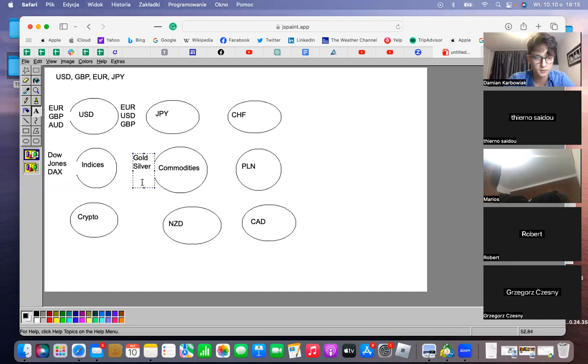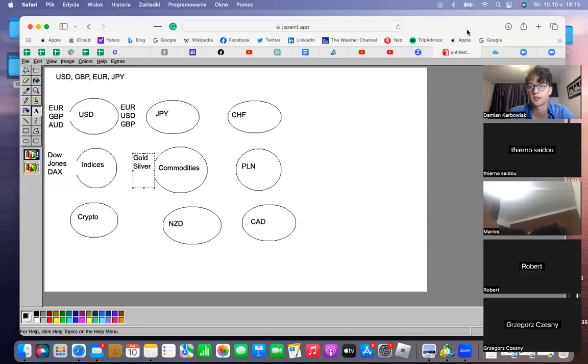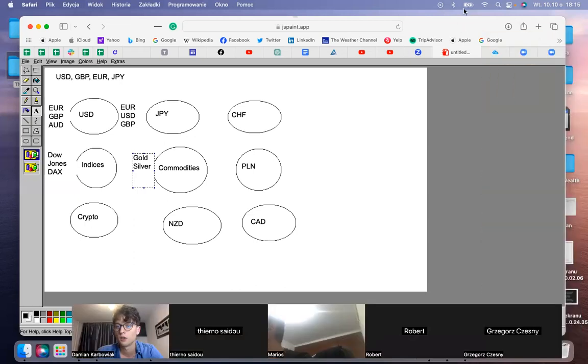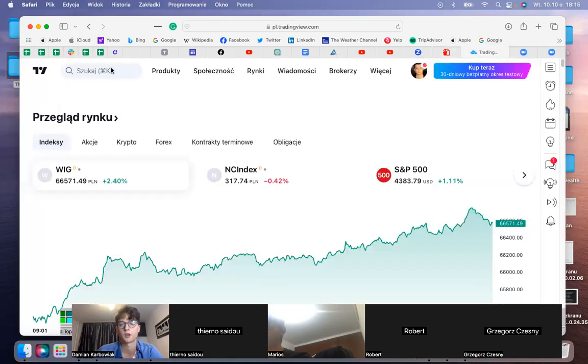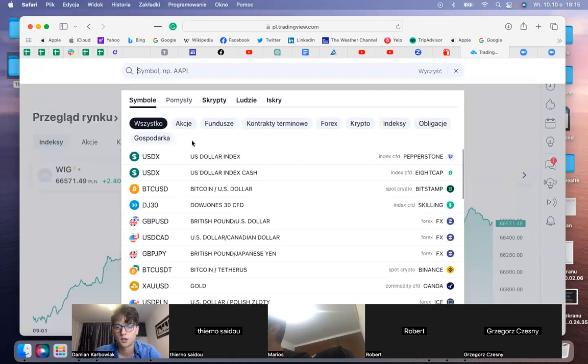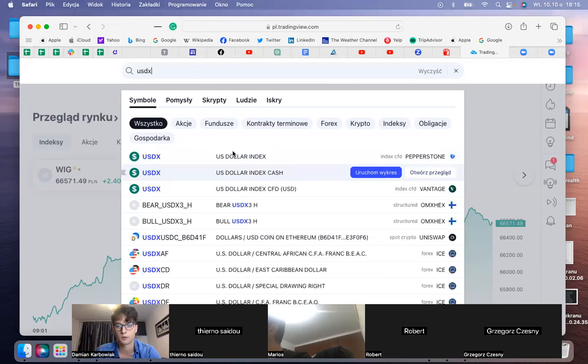Now, when it comes to US dollar, there's quite a simple thing you can do in order to realize that they are all related to each other. If you go to this website called TradingView, tradingview.com, for example, you put in the search section the one that is first here: US dollar index. You can call it USDX and it will be fine. So let's put USDX. It's right here, but let's open the first one.